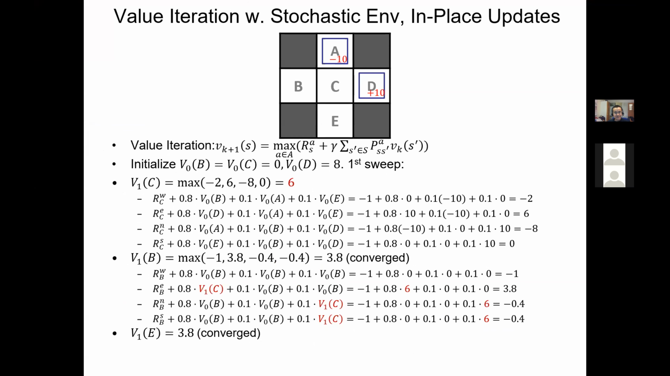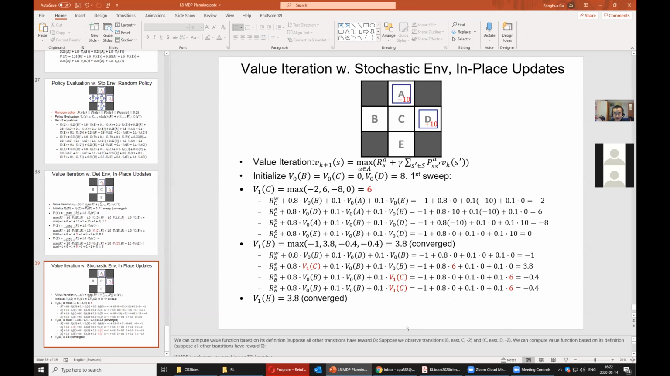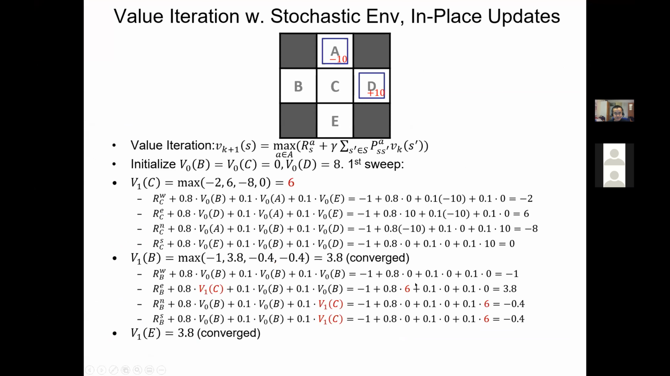Finally, stochastic environment in-place update for Q value for value iteration. So that's all I have for today.